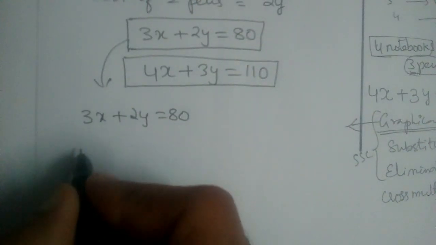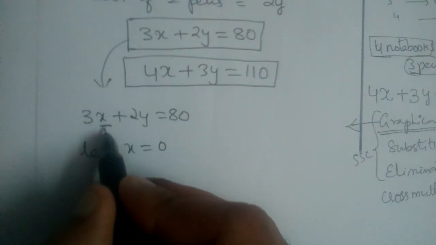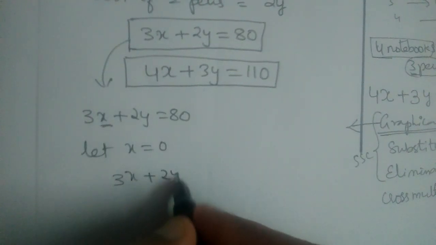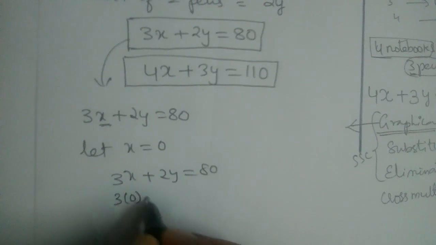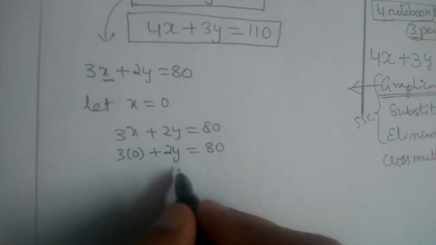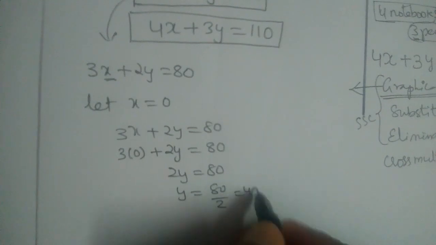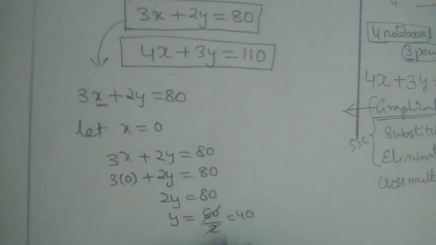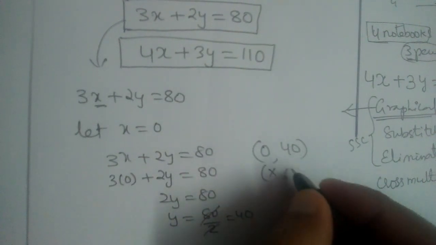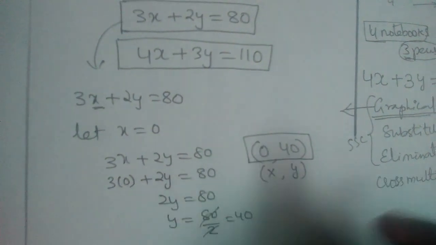So let us take x is equal to 0. If we take x is equal to 0, let us see what will be the value of y. 3x plus 2y is equal to 80 is our equation. 3 into x is how much? 0. 3 into 0 is 0. So 2y will be equal to 80. This 2 goes on the other side, it will divide. So y is 40. So the first solution is 0 comma 40. 0 is the value of x, 40 is the value of y. This is our first solution.